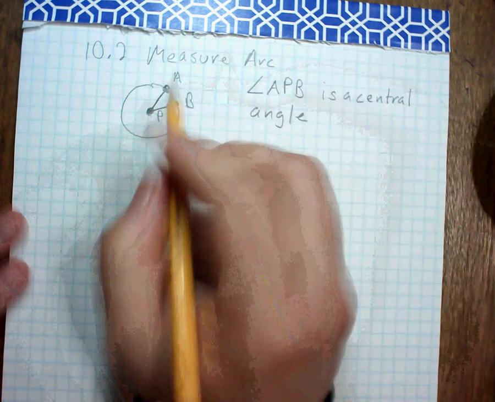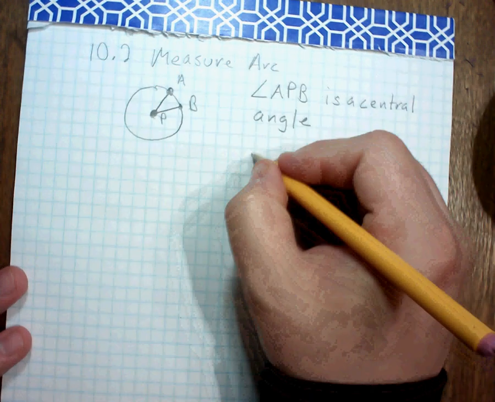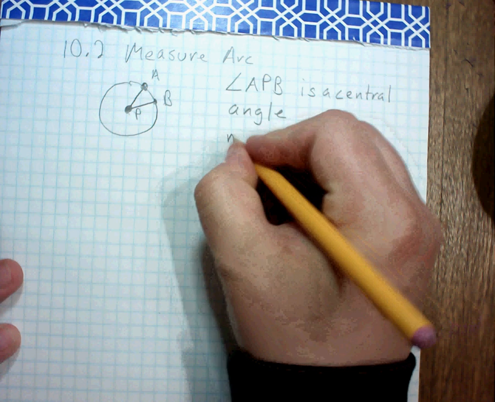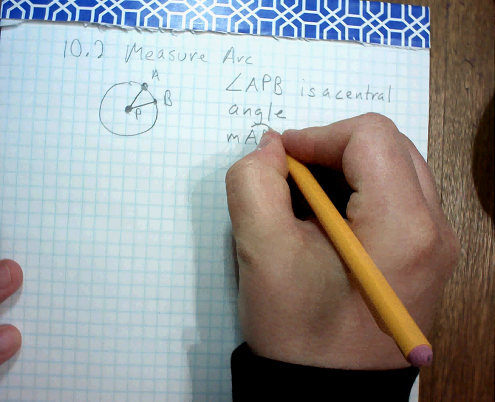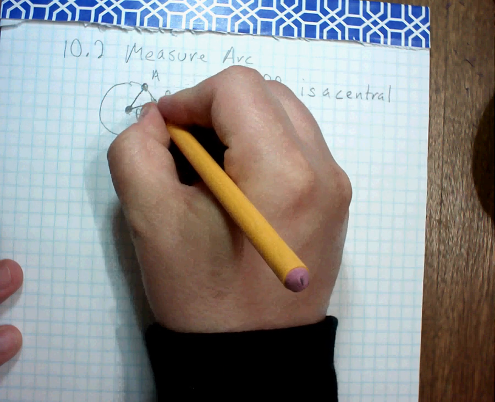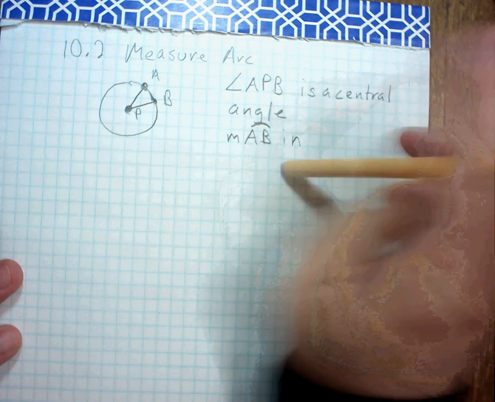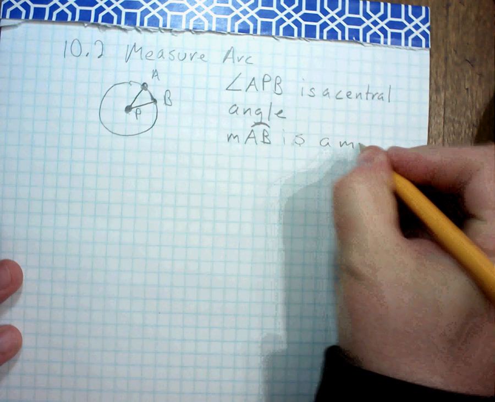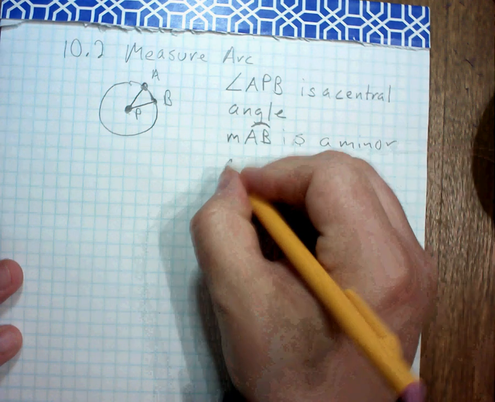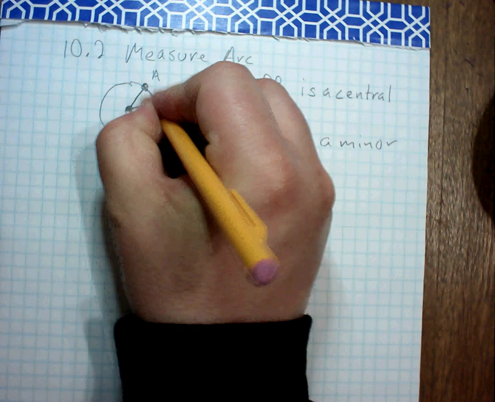Now, when you have an angle like this, then we could say that the measure of AB, and then we draw an arc over AB, because what we're talking about is this little section here, is a minor arc. Okay, so now what that means is AB, this arc right here from A to B, is a minor arc.